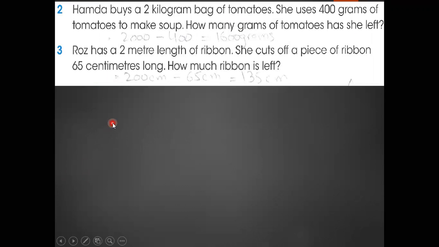Hamada buys a 2 kilogram bag of tomatoes. She used 400 grams of tomatoes to make a soup. How many grams of tomato are left? First of all, you need to know 2 kilograms is 2000 grams. She used 400 grams, so it's 2000 minus 400, that is equal to 1600 grams left.